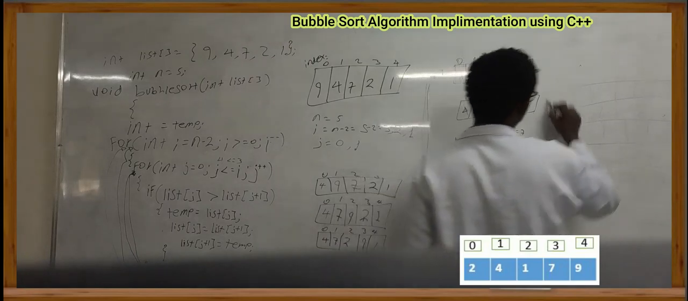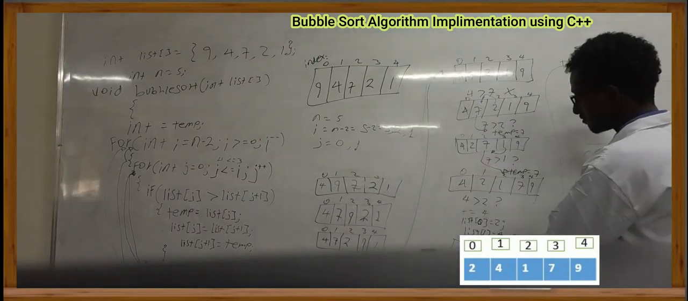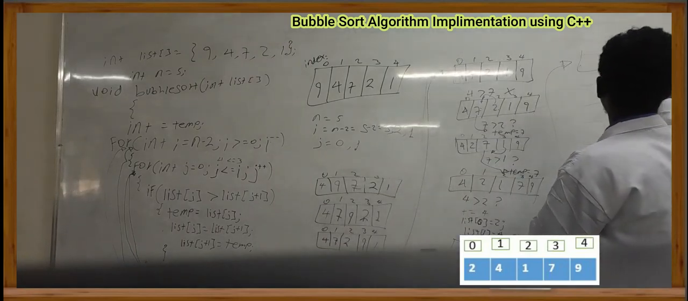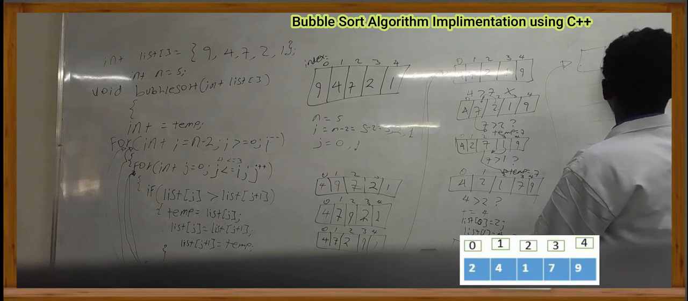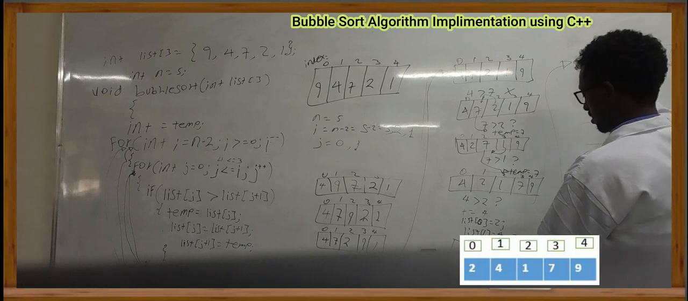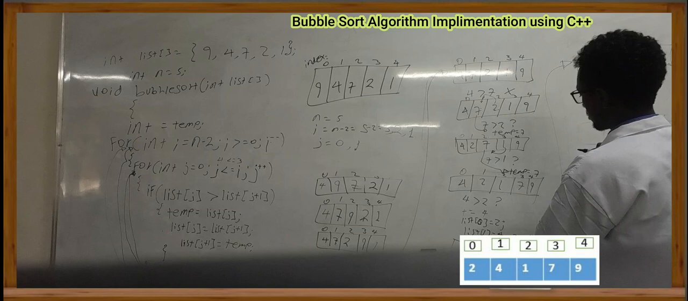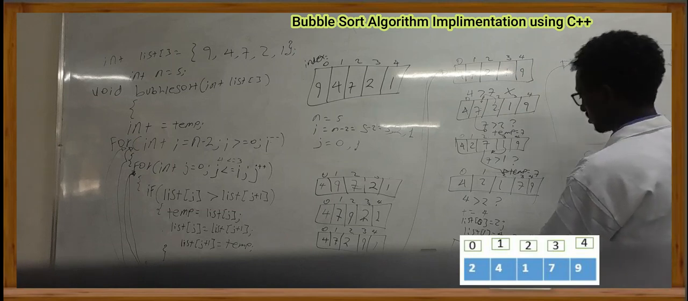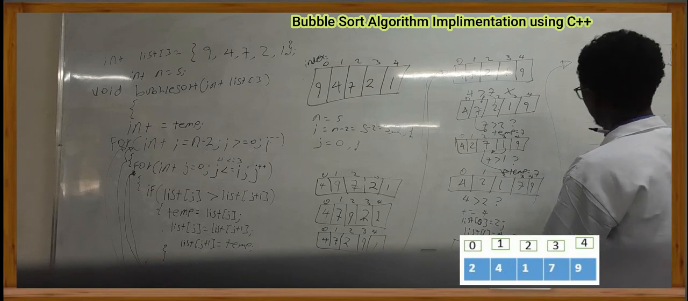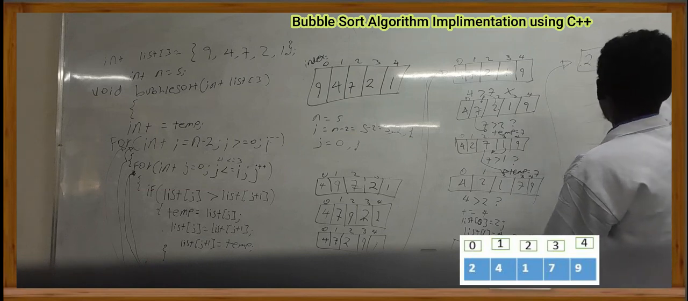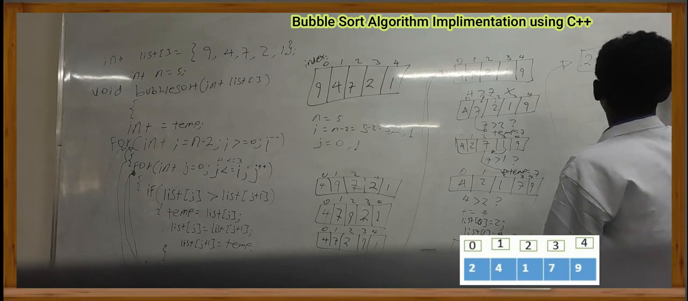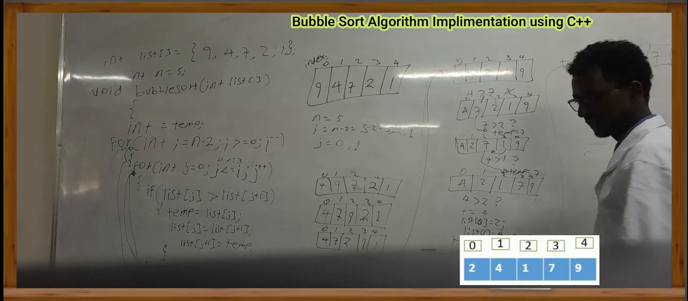Then we go into another array sorting cell and create a new cell. What you have to do? On the place of list of 0, put 2, which is already sorted in the first step. On the place of list of 1, list of 1 plus 1, list of 2, the values 4, 7 and 9 are already sorted previously.